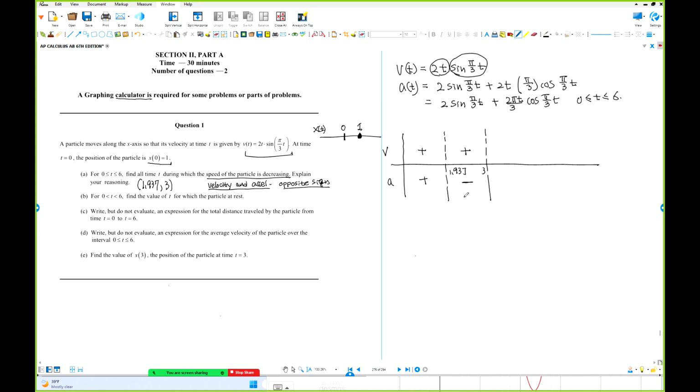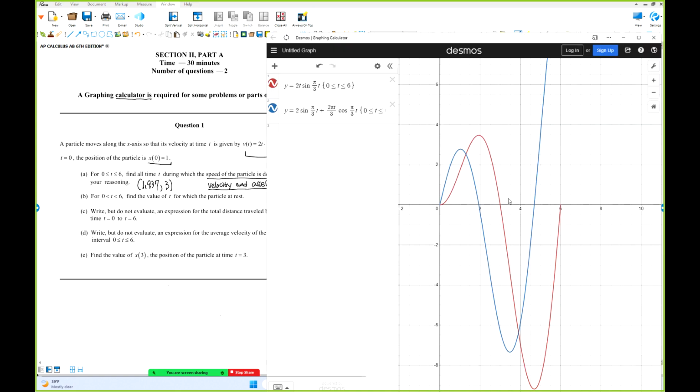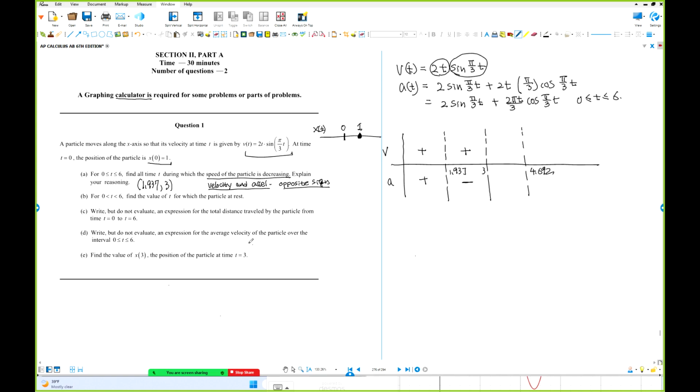But 3 to 4.692, it's 92, right? 4.692 over here, up here, okay? And velocity is negative, but acceleration is positive. It's okay, right? After 4.96, velocity is negative, acceleration is both negative. After that, velocity is negative, acceleration is positive. Okay? Yeah, this is the graph.